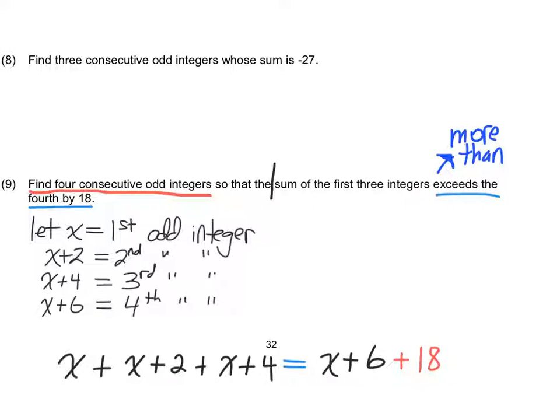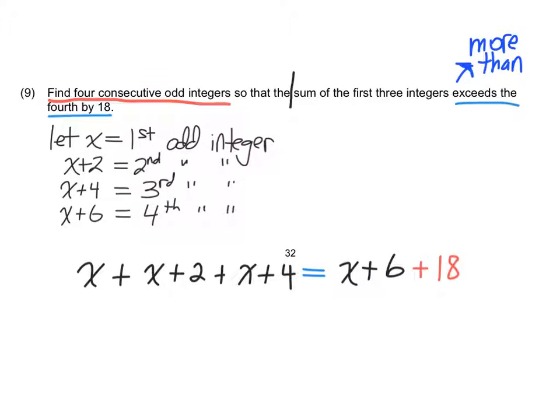All right, so what this is telling us is that the first group of values, when added together, is more than the third by 18. So we need to correct for that. We can do that one of two ways. One way would be to reduce the left-hand side by 18, so subtract 18 off of this, or add 18 to the other side to balance it out.